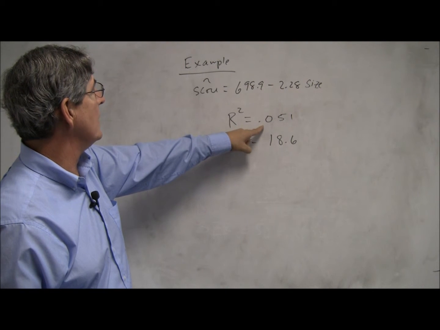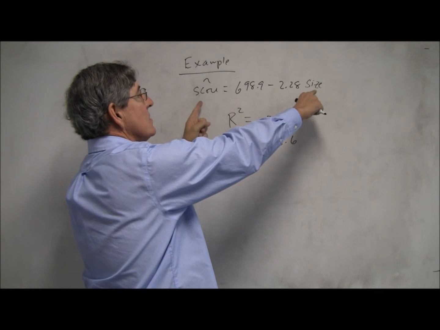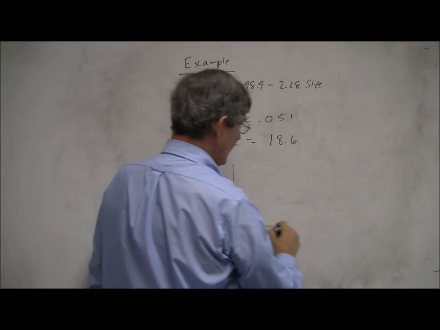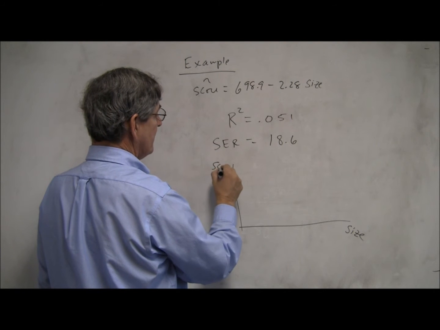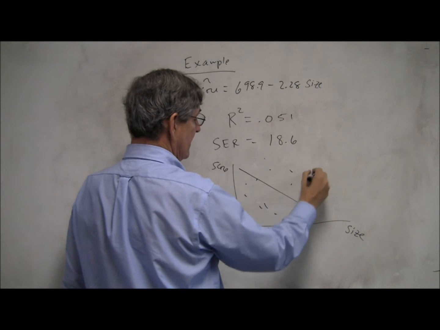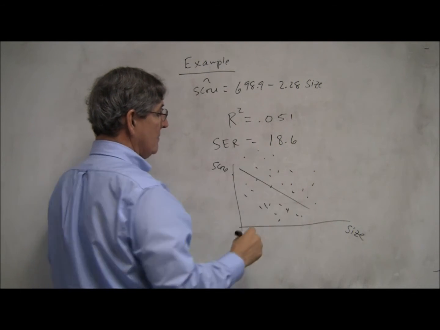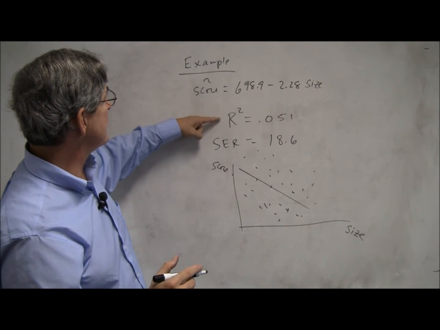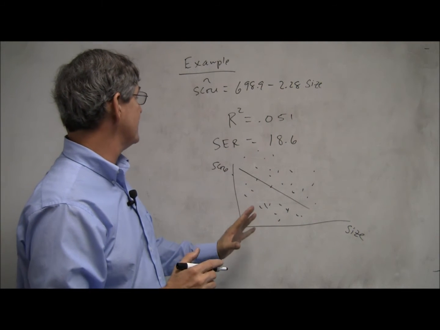That is a large standard error, and that is a very small r squared. This is nowhere near 1.0. When this is 0, there's no association at all between size and score. And so this is a really small number. What that tells you is if you do a graph, and we've already done this, of size and score, the estimated model is negative, but the data are very, very scattered around this. You can find a negative relationship, but the strength of the association is not very strong. And this tells you that an 18.6 point standard error is very large.